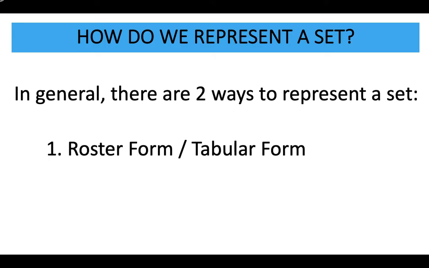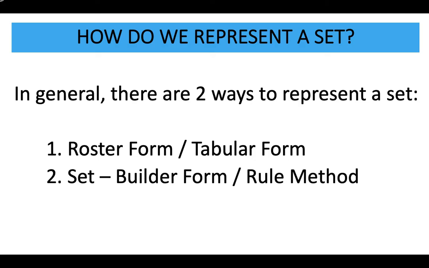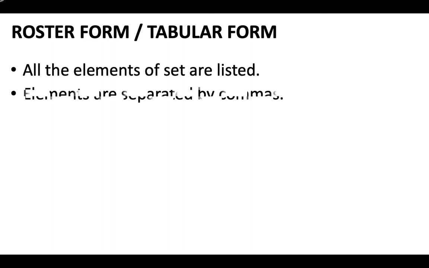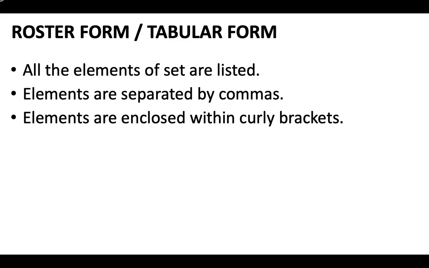One way is called the roster form or tabular form, and the other way is called the set builder form or rule method. Let us now look at the roster form or tabular form of representation. In roster form of representation of a set, the elements are listed. The elements are enclosed within the curly braces and are separated by commas.